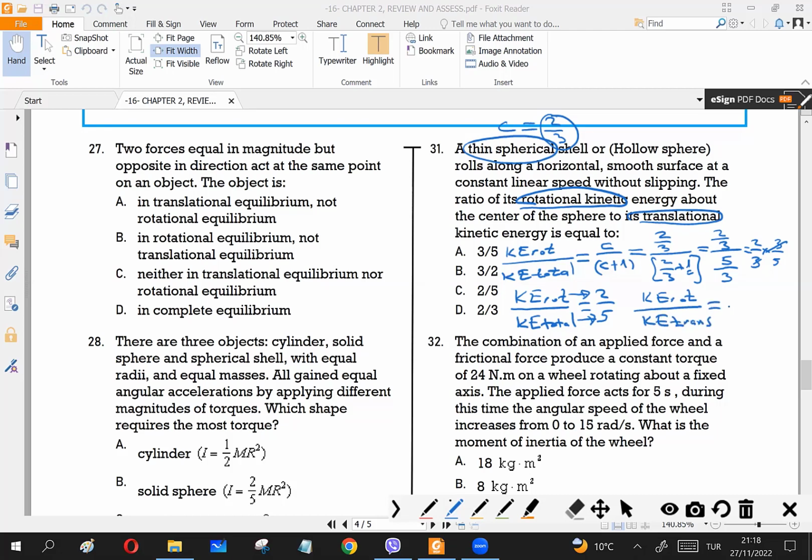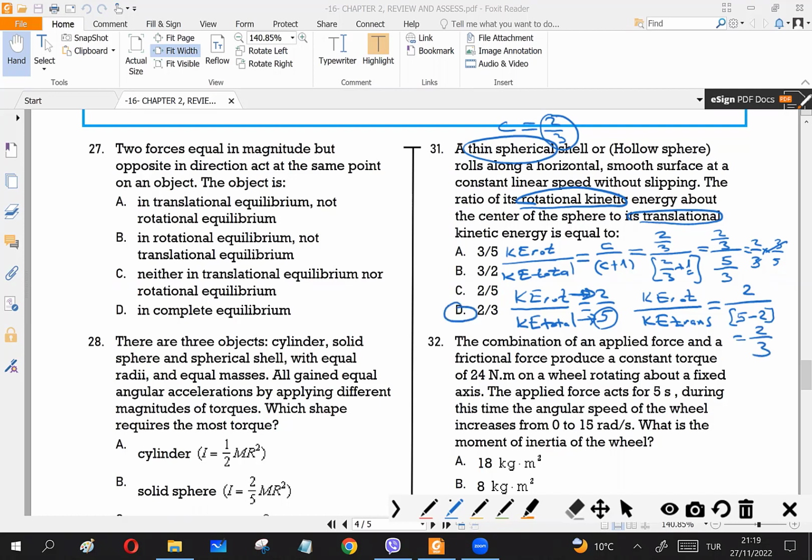Okay. Rotational kinetic energy, I know, is 2. Translational must be 5 minus 2 because total is 5. Total is the sum of rotational plus translational. Rotational is 2. How much do I have to add to 2 to get 5? Translational is 3 in this case, correct? So translational is going to be total 5 minus rotational 2. So it's going to be 2 over 3. This is the correct answer.